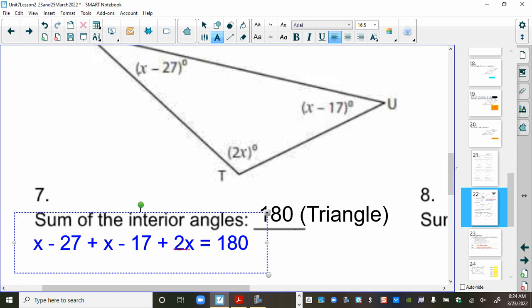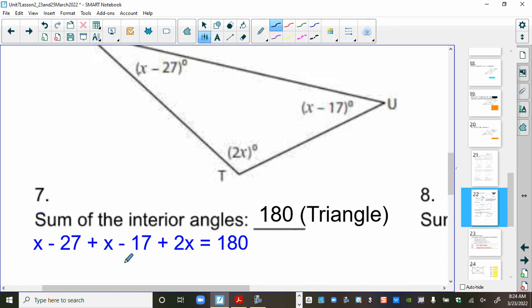Well, be careful before you do any combine like terms. You got to combine the like terms. So for this problem, which terms are like terms? Yep, the x, the second x, and the 2x. So even though you don't see it, there's a 1 here, a 1 there. So how many x's do we have altogether?